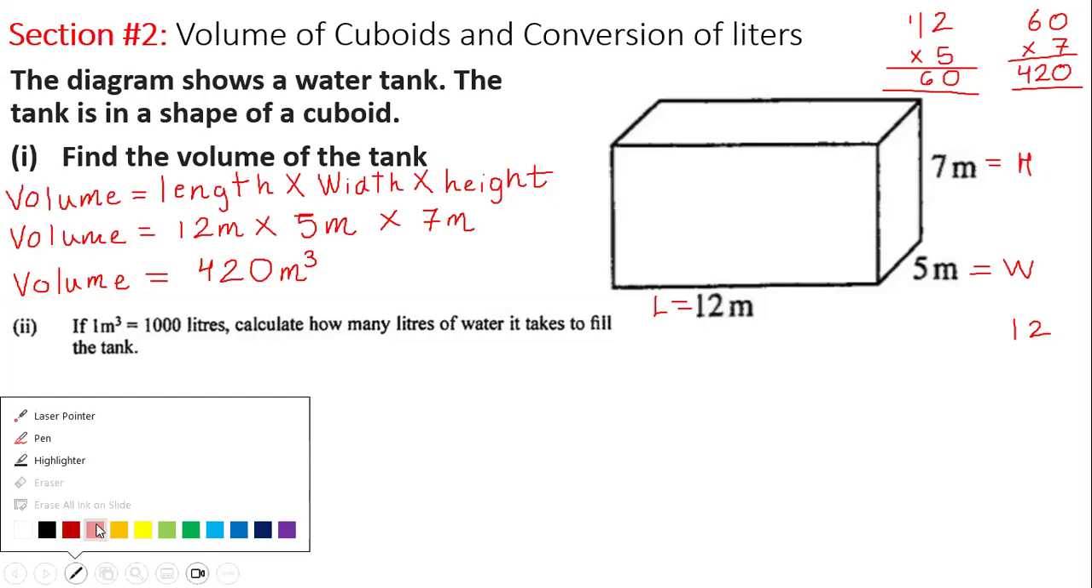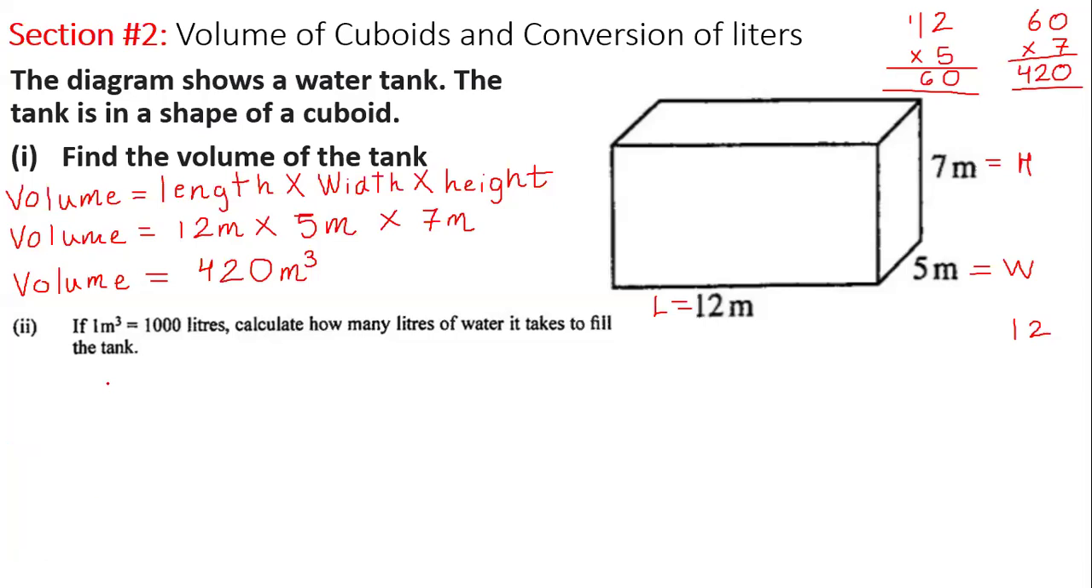All right, so all we have to do, y'all want my way or the easy way? The easy way. All right. So we're gonna do what? They say 1 meter cubed is equal to 1,000. How many meters cubed do we have? 420. So we take 420 and multiply it by what? 1,000. Yeah, multiply it by 1,000.